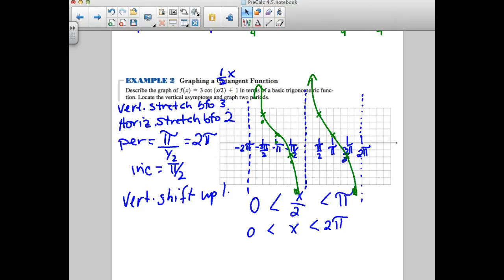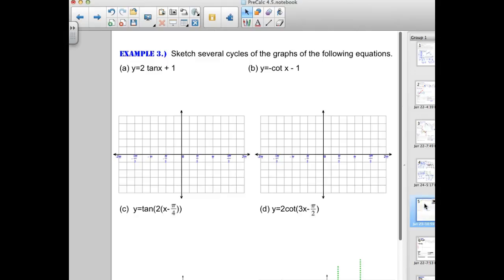Questions so far? All right, we have 4 more. Going to look at our different transformations here. So tell me the 2 things you see in the first one. Vertical stretch of 2 and up 1. Okay.